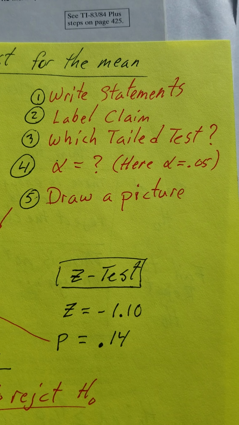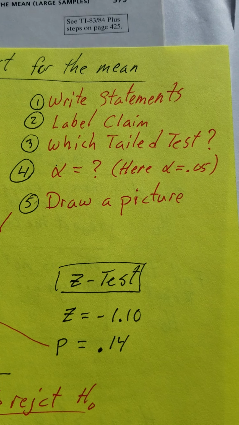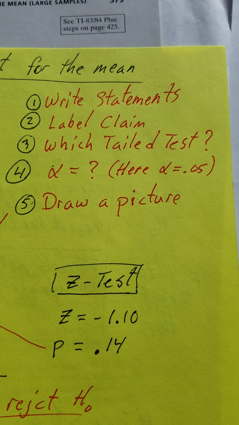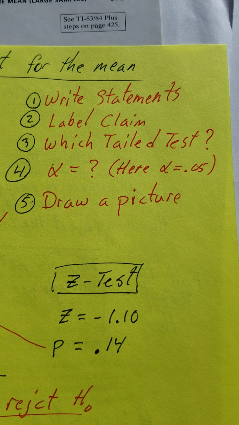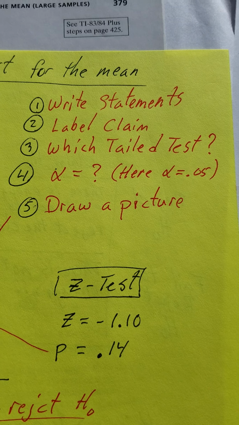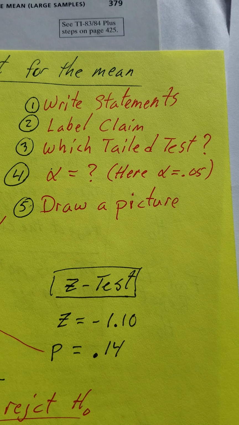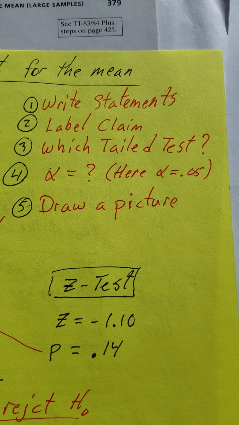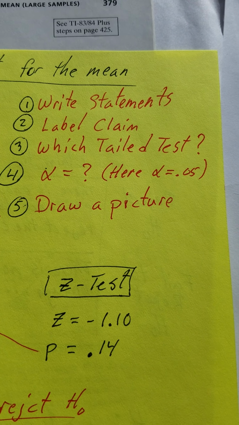Okay, you write statements. Label the claim. Figure out which tailed test. Just look and see what alpha is. In this problem they give us alpha equals 0.05. Then you draw a picture. And then you go to test.